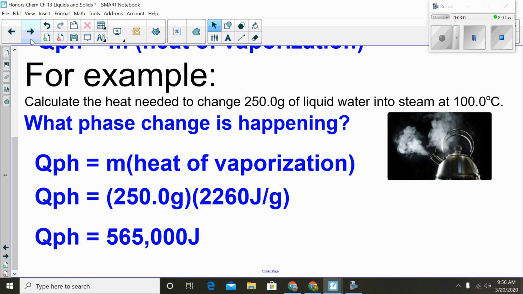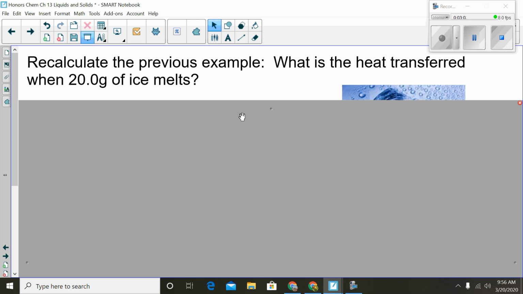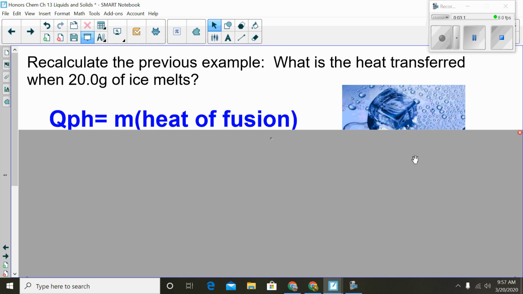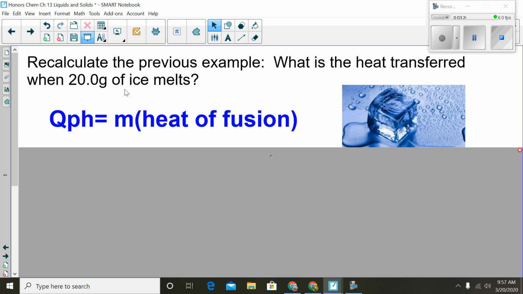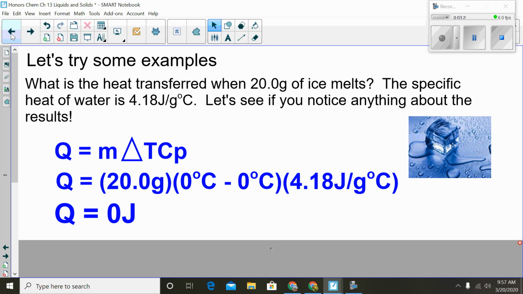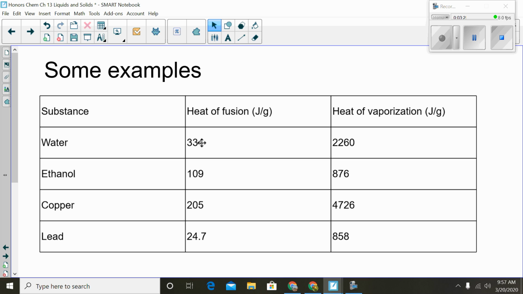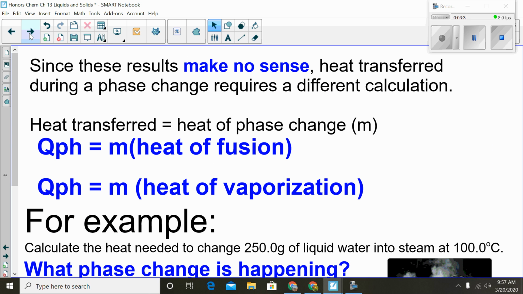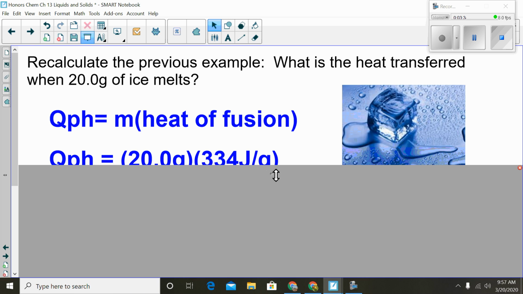Okay, next one. All right, so we're going to try the previous example, right? We're just going to recalculate this for a different phase. So it's still water. So we're going to have 20 grams of it, but now it's melting, which indicates fusion. Okay, so fusion is back here, right? For water, right here, this is the value. Okay, these are set values. I will provide these to you when you're working on your own. But for now, this is my notes, so I just wanted to utilize them.